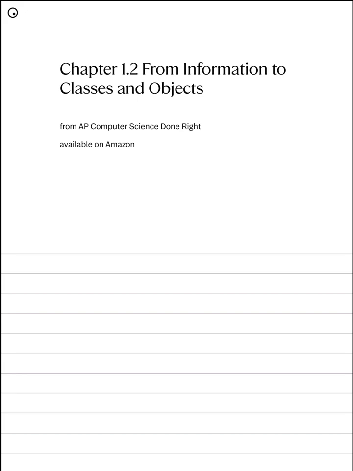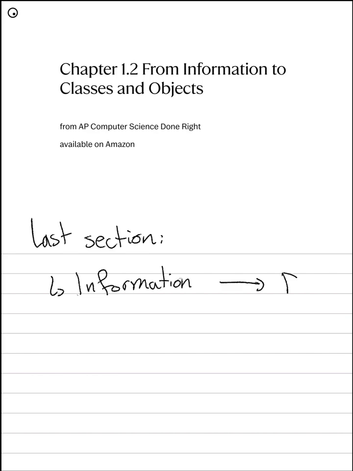Of course. So we learned that from information to data was the title of our last chapter, last section to be more accurate. And we learned that there are some numbers and words that we represent as strings and ints in the data world. And there are doubles as well that represent the decimal numbers.